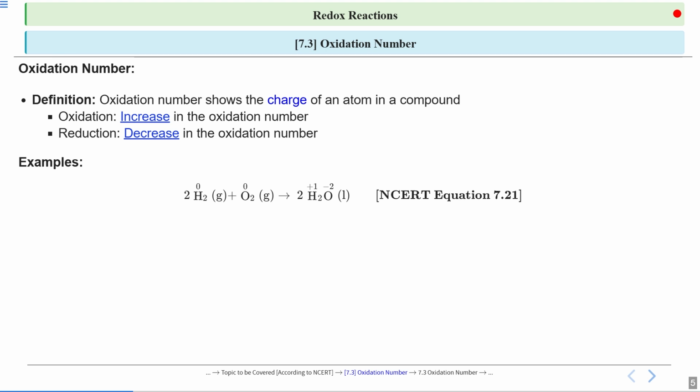We can also understand it by the lines mentioned above. If you look at the oxidation number of hydrogen, you will find that from 0 to +1 there is an increase, while for oxygen from 0 to -2 there is a decrease. Hence, an increase in oxidation number means oxidation, that means hydrogen is oxidized, while a decrease in oxidation number means reduction.